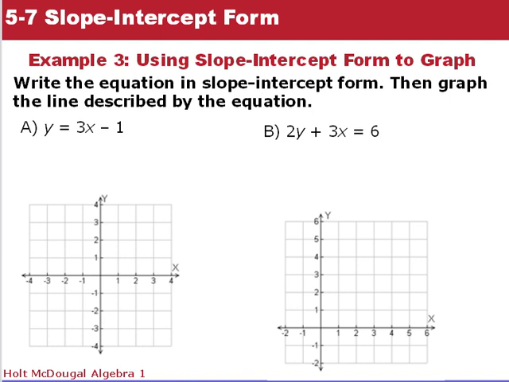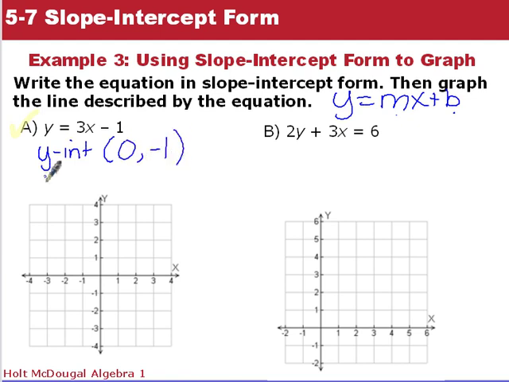Now we want to write the equation in slope-intercept form and then graph the line described by our equation. Again, slope-intercept form is y equals mx plus b. m is our slope, b is our y-intercept. So our first example, y equals 3x minus 1, is already in slope-intercept form. So our y-intercept is at the point (0, -1), and our slope equals 3.